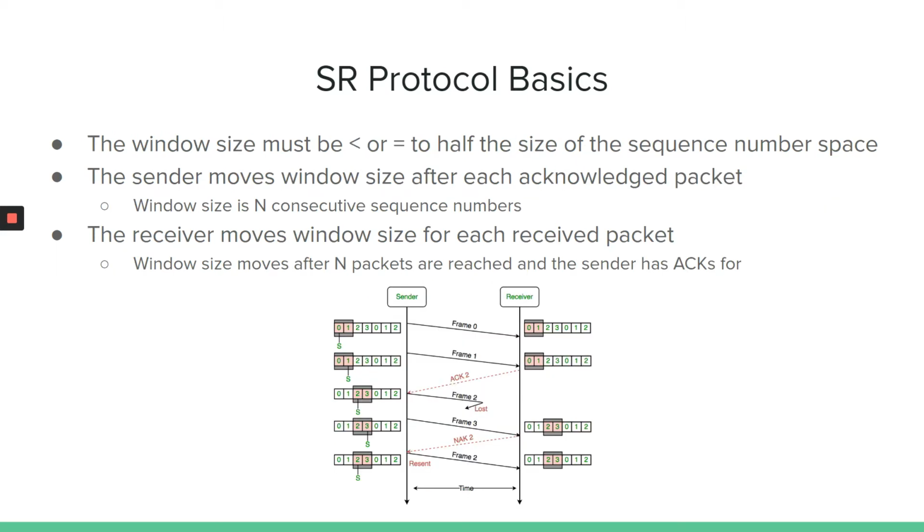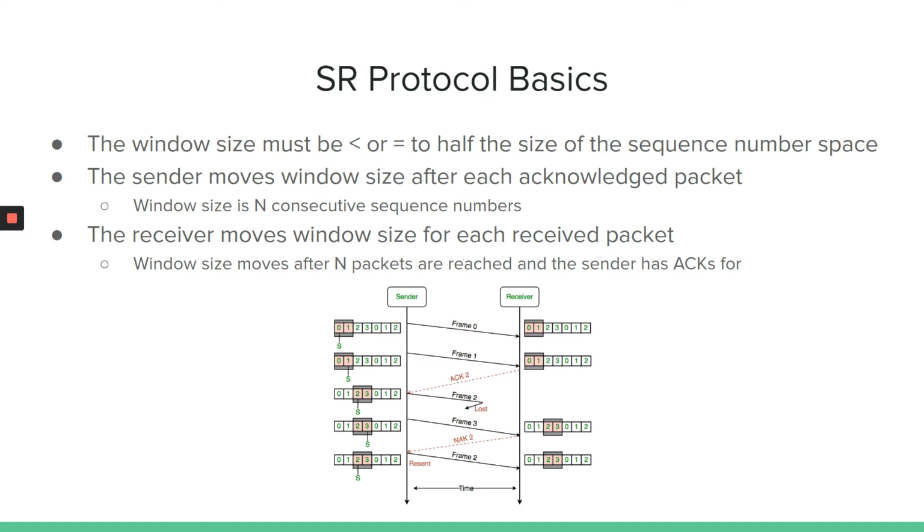Continuing on with the basics, we'll be discussing the window size of the sender and receiver. First rule off the bat is that the window size must be less than or equal to half the size of the sequence number space. So for example, if we're given a sequence of 6, the window size of the receiver and sender would have to be 3 or less than 3, because 3 is half of the sequence size of 6.